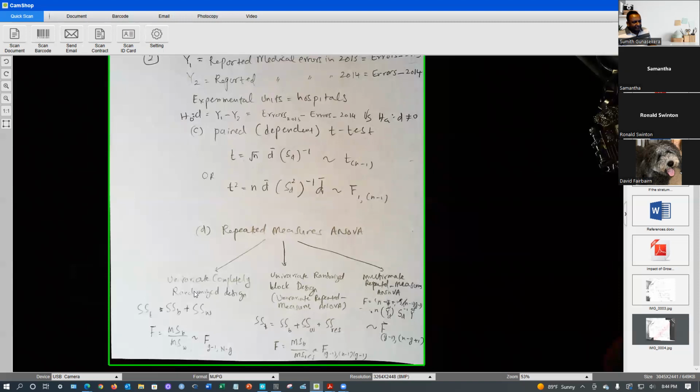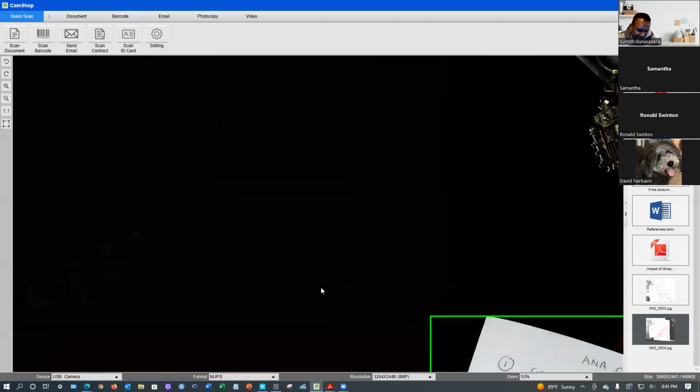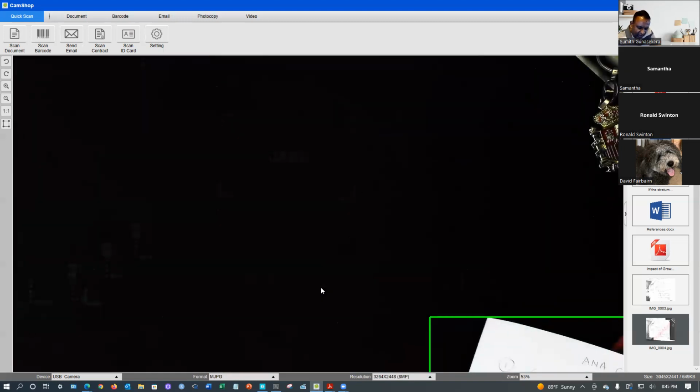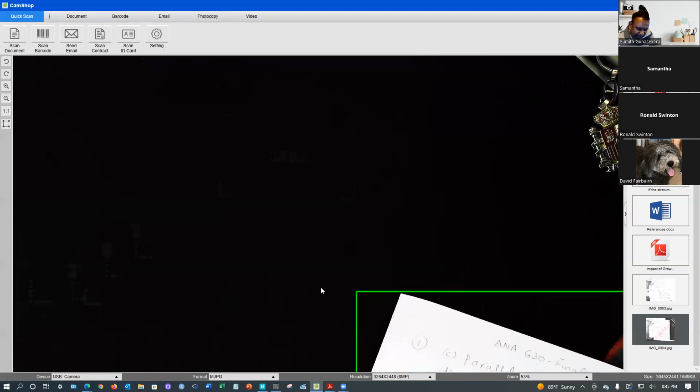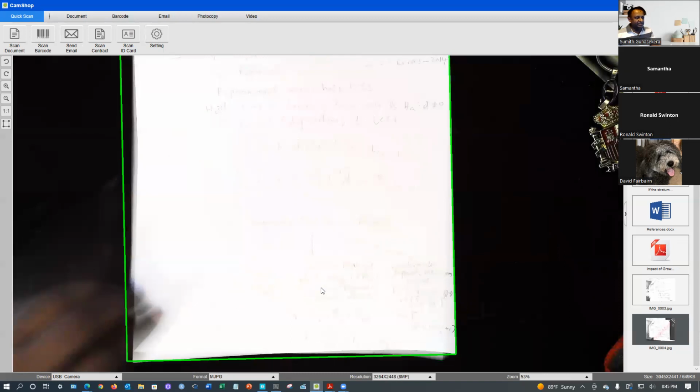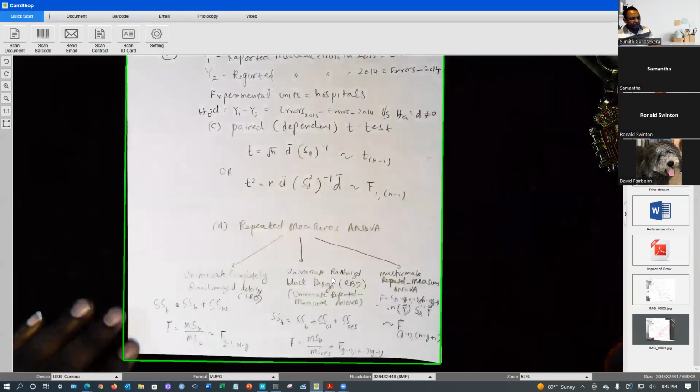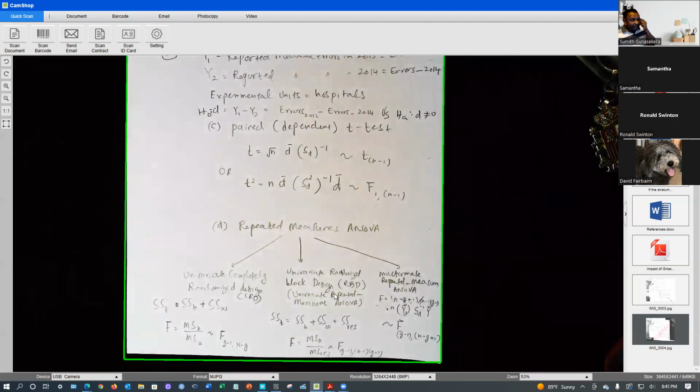Or you can tackle the same thing as a univariate randomized block design. This is a CRD design, completely randomized design; this one is the RBD design, randomized block design. You can also call it the univariate repeated measures ANOVA model. In that case, sum of squares total equals sum of squares between plus sum of squares within plus sum of squares residual. Here, in the CRD case, residual is nothing but within, but here it's not the case.